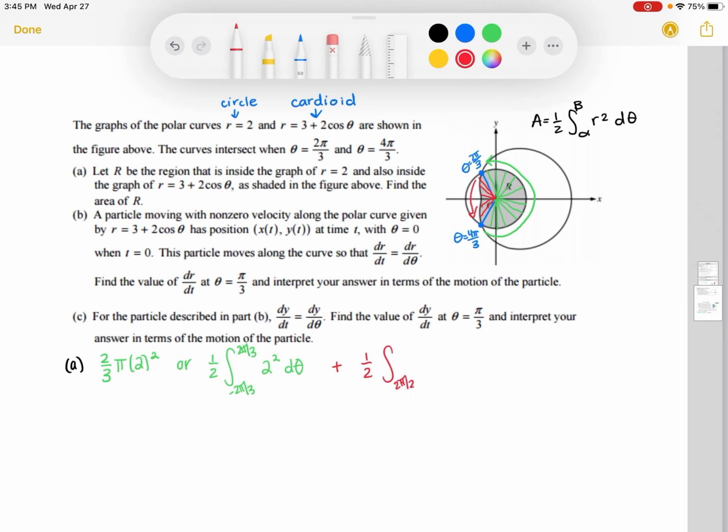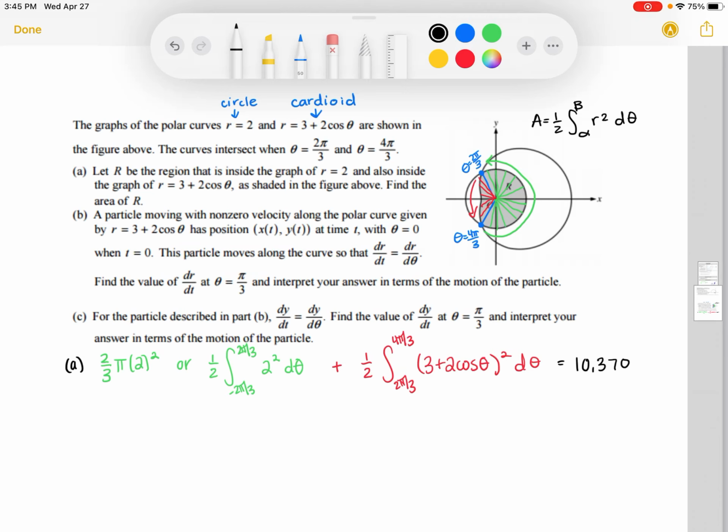2 pi over 3 to 4 pi over 3. Again, we're going counterclockwise, of r squared, so 3 plus 2 cosine theta, because that's the curve we're going to, squared d theta, okay? And then since this is a calculator problem, you would just type it into your calculator, and you will get, when you add those two things together, 10.370 as the area. So that's just an idea of how you want to think about area.